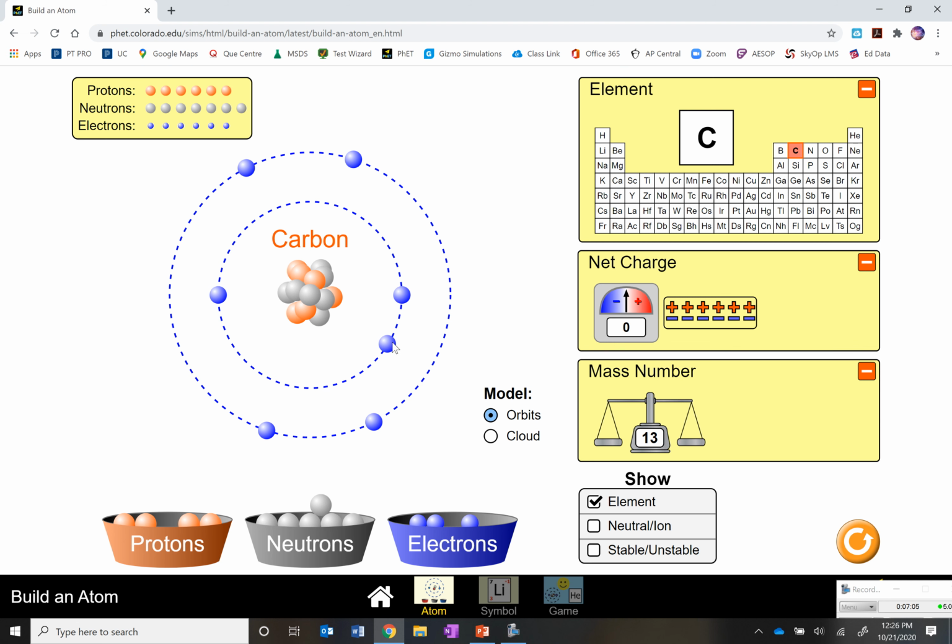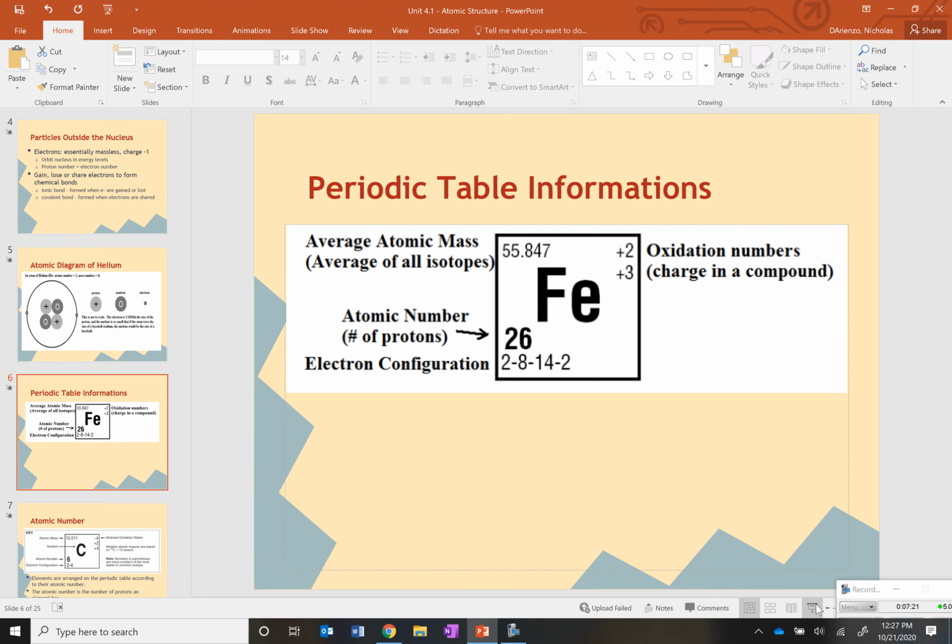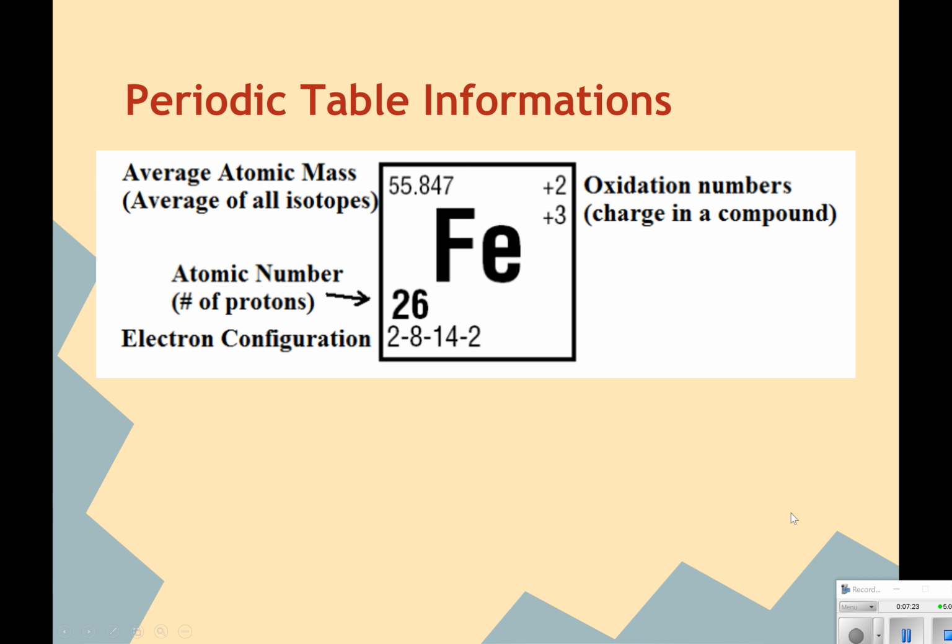Each time we add an electron, note, the mass number does not change at all because those electrons are massless. And this would be considered a neutral atom. And we'll learn here in a minute that atoms are neutral. So, a little bit of information from the periodic table. And we'll break some of this down now and get into some of it a little bit later.